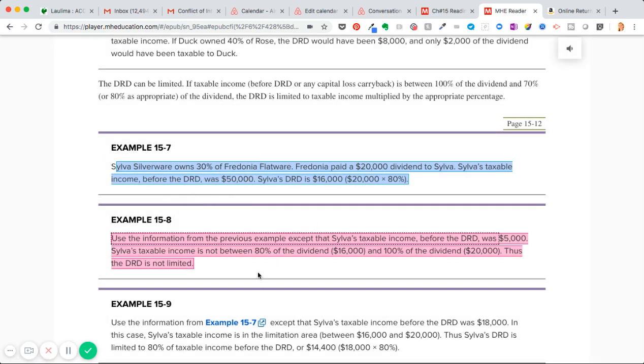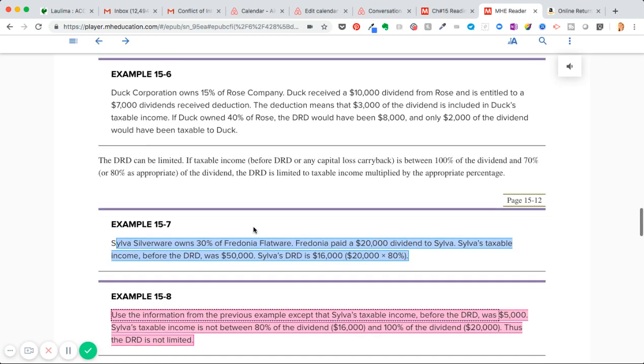They say use the same information as before, except that Silva's taxable income before the DRD was $5,000. So Silva's taxable income is not between 80% of the dividend, $60,000, and 100% of the dividend. Thus, the DRD is not limited. So it's more in their favor in this case.